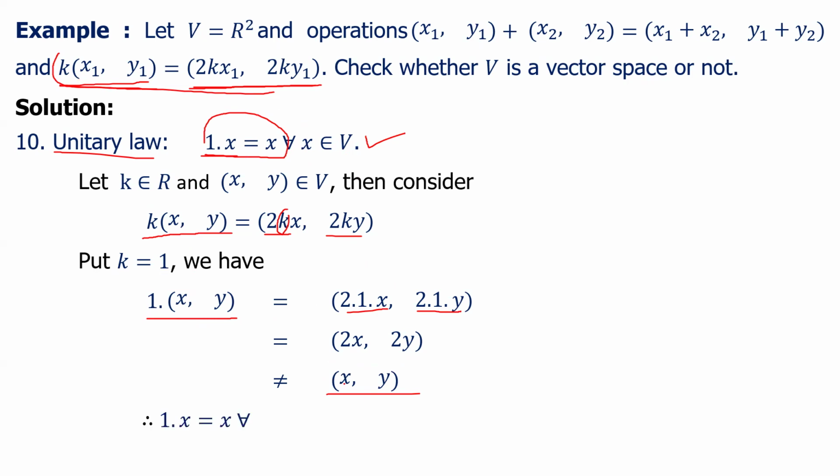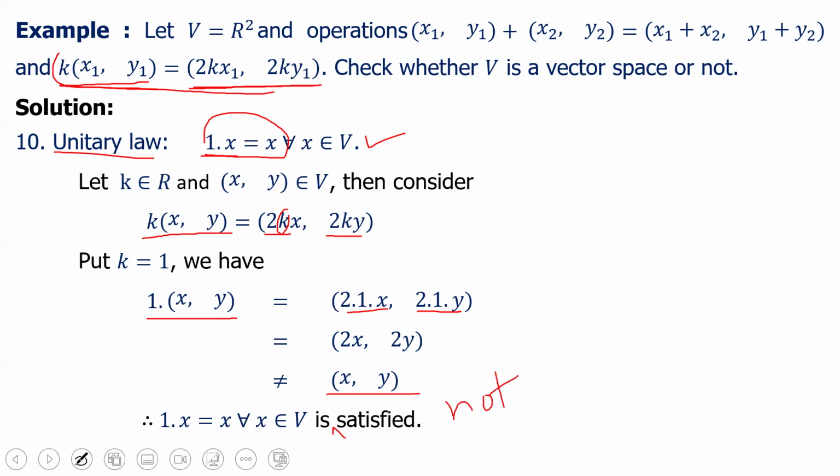So therefore, 1 into x equals x for all x belonging to V is not satisfied. Therefore, V is not a vector space.